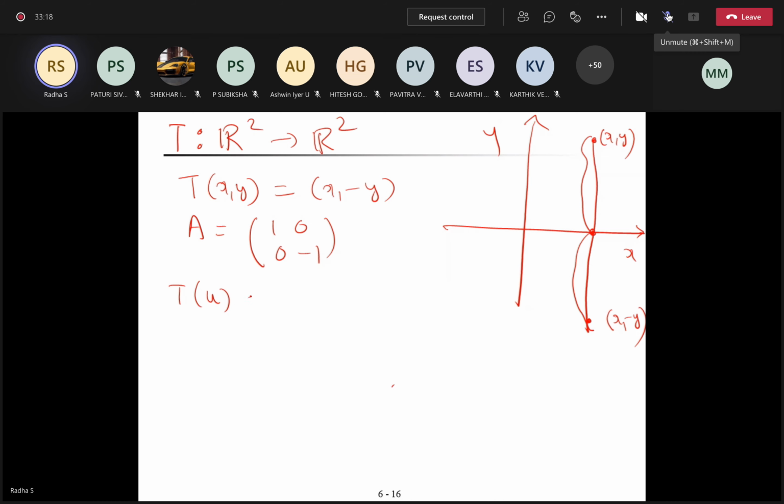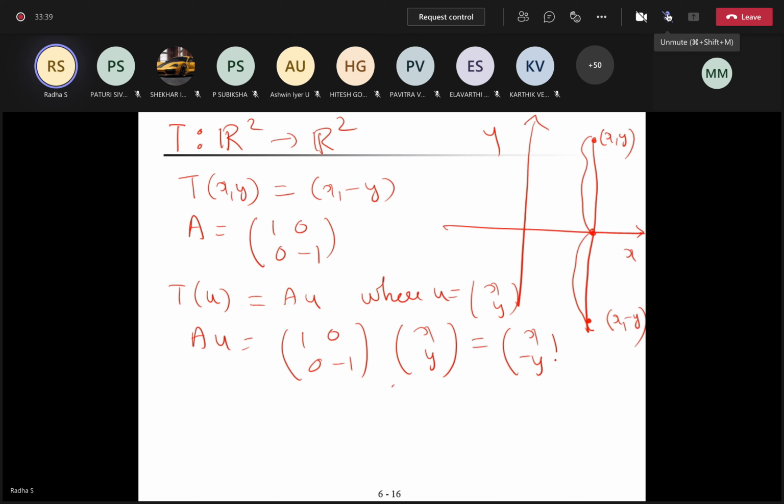I'm defining T of U to be A times U, where U is x, y. Don't bother, just understand the concept. So A times U, that is 1, 0, 0, minus 1 times x, y, is nothing but x, minus y. Very good. Correct. It is being reflected along the x-axis. So A is 1, 0, 0, minus 1. This is called the reflection matrix about the x-axis.